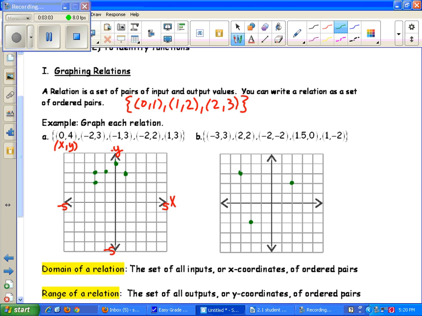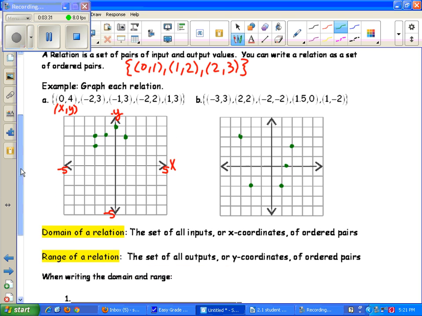1.5 is a little bit harder, so it'd be in between 1 and 2. So this is what your graph of your relation would look like.